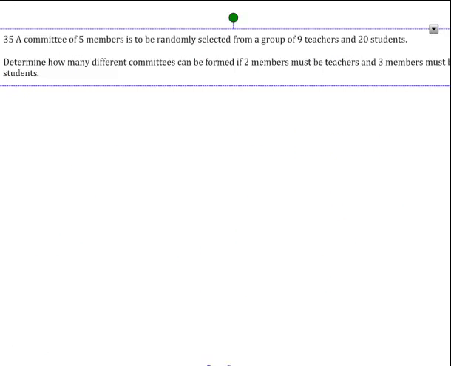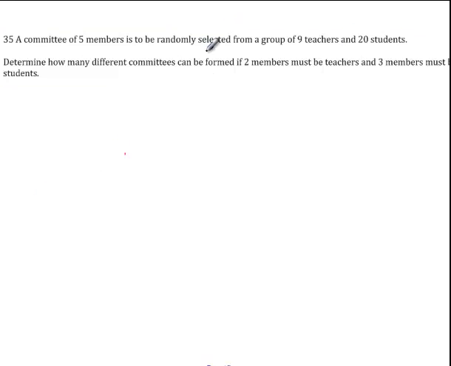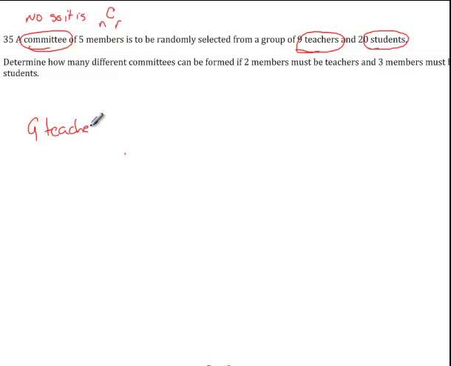The committee has 5 members to be selected randomly. Okay, this committee, does order matter? No. So it is a combination. We've got 9 teachers and 20 students. So I'm going to pull that information out here. 9 teachers, 20 students. Determine how many different combinations can be formed if 2 members must be teachers.